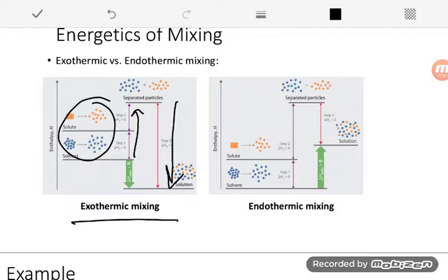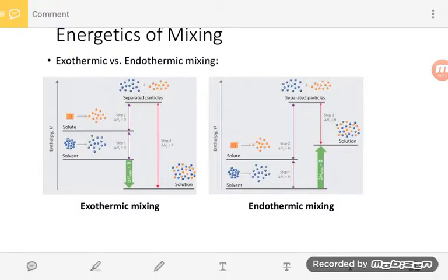On the other hand, if it takes a lot of energy to separate our pieces, but it only releases a little bit when we put them back together, this is going to be endothermic mixing. Overall, it required energy to do this. It took it out of the surroundings, and that's why it cools down.